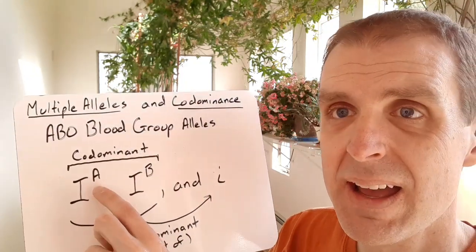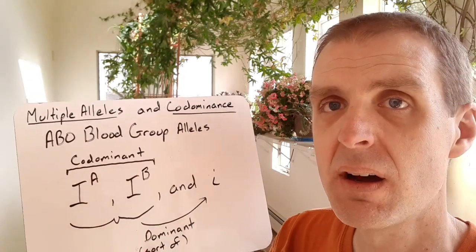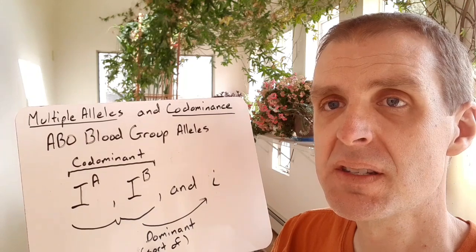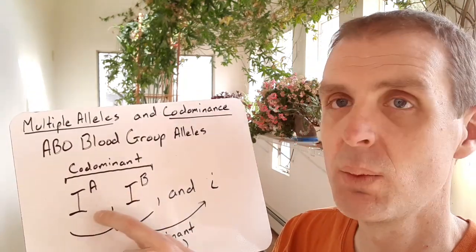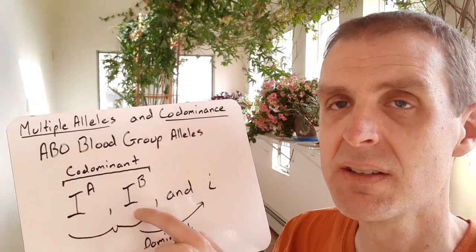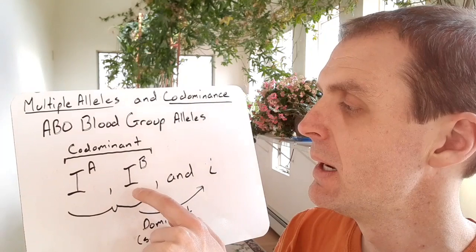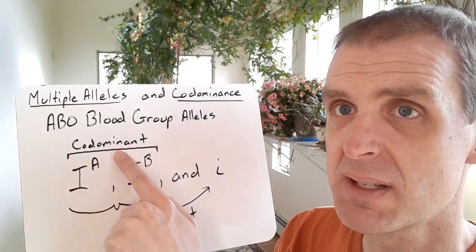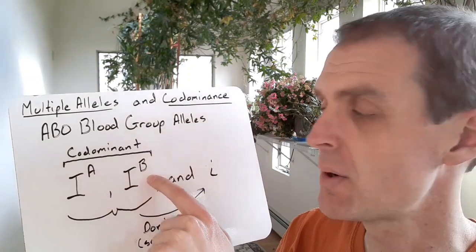Now, A and B are codominant, meaning that if you have an organism or a human that is heterozygous and has these two alleles in their genome, then they would be type AB blood. So that's what codominance means, is that both A and B would be seen as the trait.